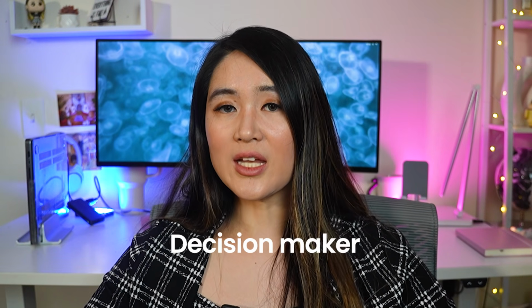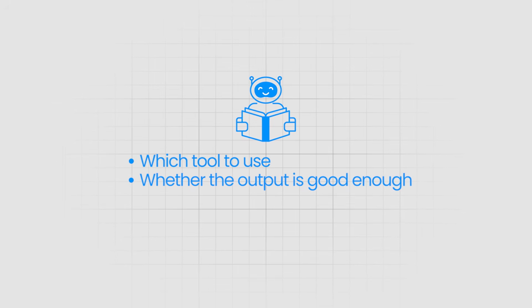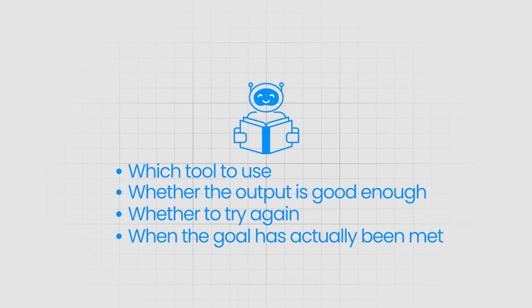You decided what to ask. You read the output, and you decided what to do next. The single most important thing that turns a workflow into an agent is that the LLM replaces a human as a decision maker. Instead of you directing every step, the model decides what to do next, what tool to use, whether the output is good enough, whether to try again, and when the goal has actually been met. The loop runs autonomously.